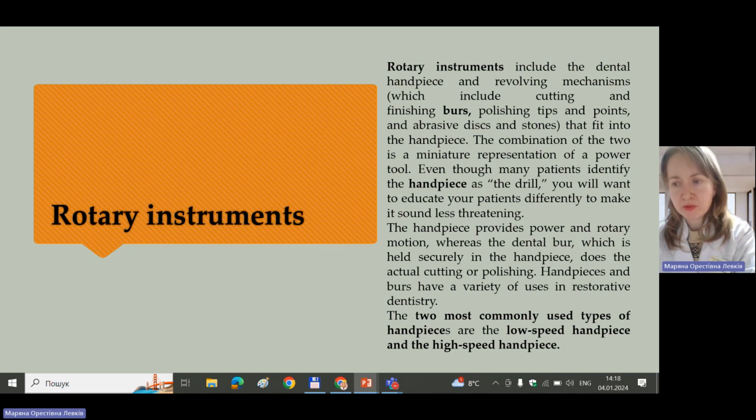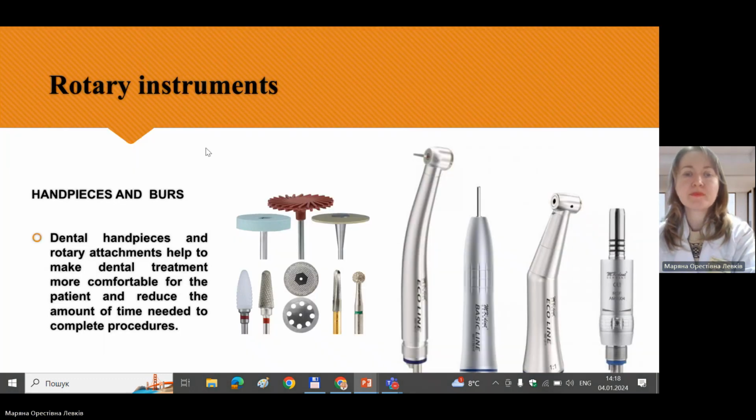Handpieces and burrs have a variety of uses in restorative dentistry. The two most commonly used types of handpieces are the low-speed handpiece and the high-speed handpiece. So, rotary instruments and their attachments. You can see on this photo handpieces: high speed, slow speed contra-angled, slow speed straight, and a rotary mechanism, a micro engine for the slow speed handpiece, and attachments that fit into different handpieces. Dental handpieces and rotary attachments help to make dental treatment more comfortable for the patient and reduce the amount of time needed to complete procedures.